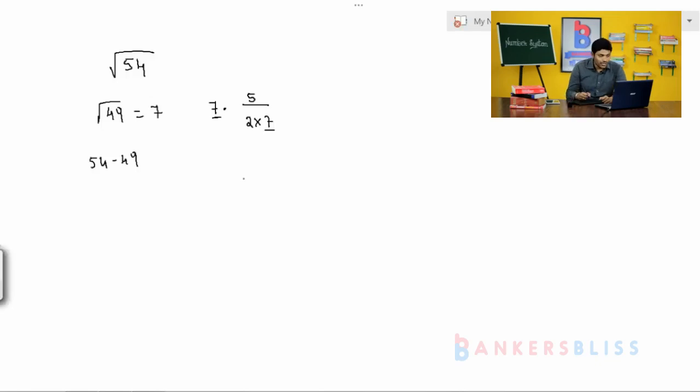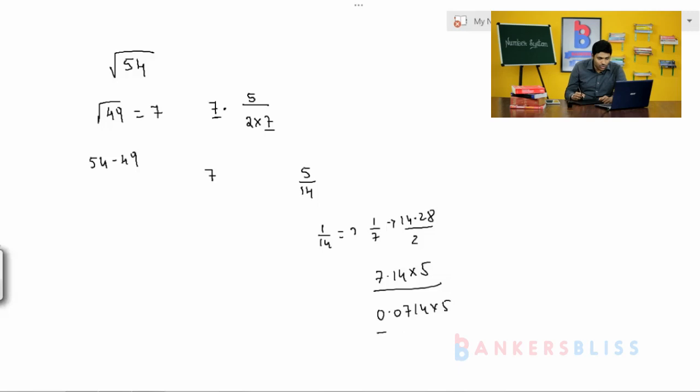So, 2 into 7. So, 7, it's fine. Next, 5 by 14. 5 by 14 you have to calculate. See, in the percentage we have discussed 1 by 14. 1 by 7 means 14.28 percentage, then 1 by 14 means divided by 2, 7.14 percentage. Into 5. 7.14 means 0.0714 into 5. So, how much are you going to get?